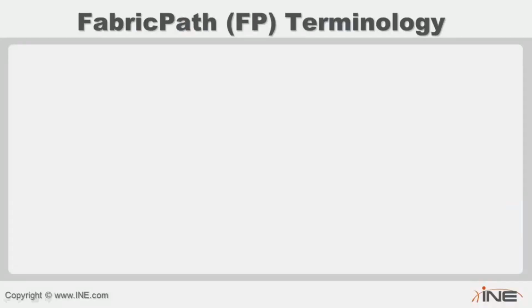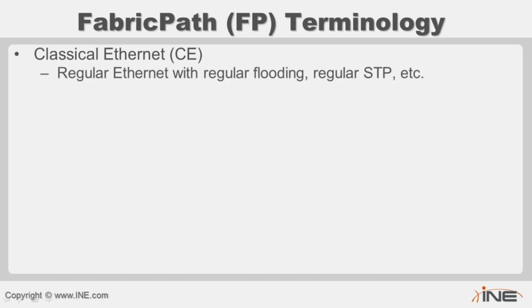And the first of which we have is what is now known as Classical Ethernet, or CE. Now, in the scope of FabricPath, Classical Ethernet is basically referring to what we would just normally think of as Ethernet. So it means the regular flooding rules for Ethernet, the regular spanning tree rules, the regular building block rules of how we have the point-to-point port channels, or in the case of VPCs, we have those triangle topologies.